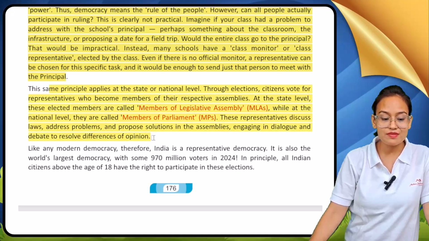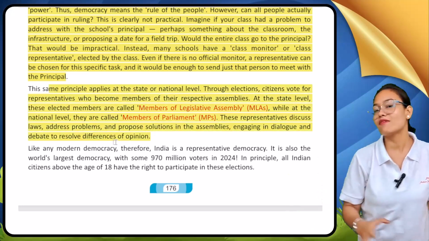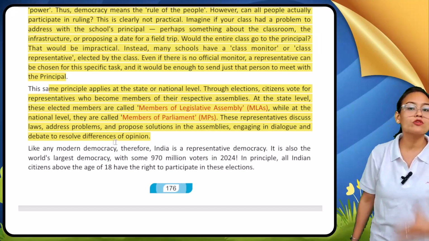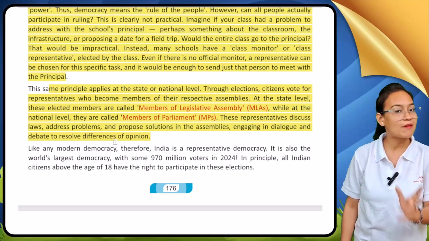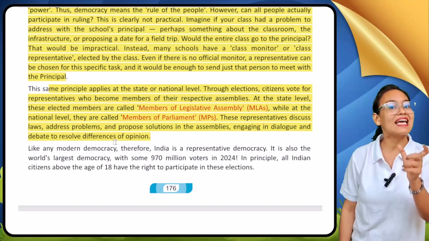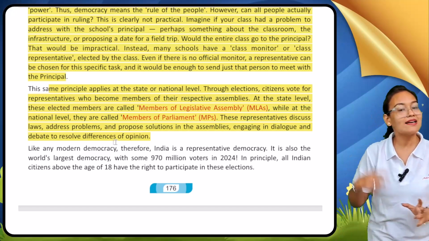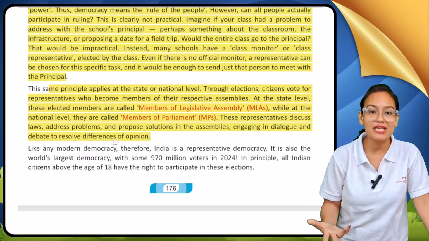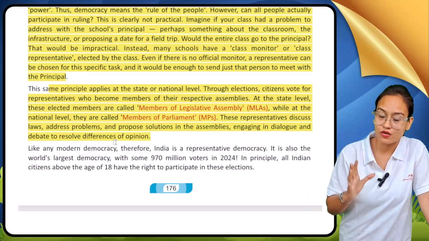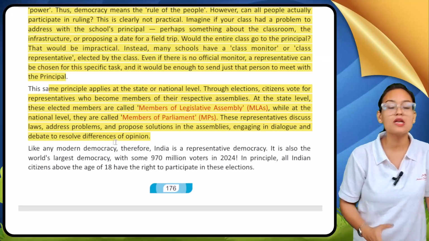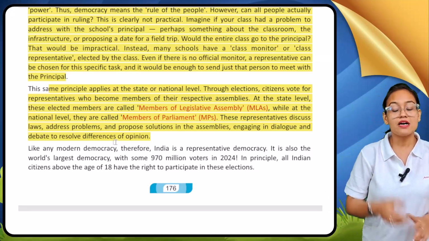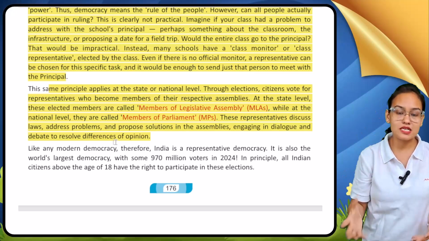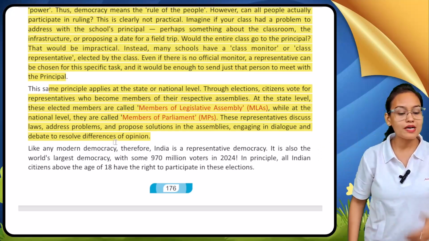So here you can see, my dear student, at state level, who is going to address our problem? MLAs are responsible. MLAs means Members of Legislative Assembly. And at national level, our MPs, Members of Parliament, are responsible for addressing our problem. Now what type of problems do they discuss in front of the central government or state government?